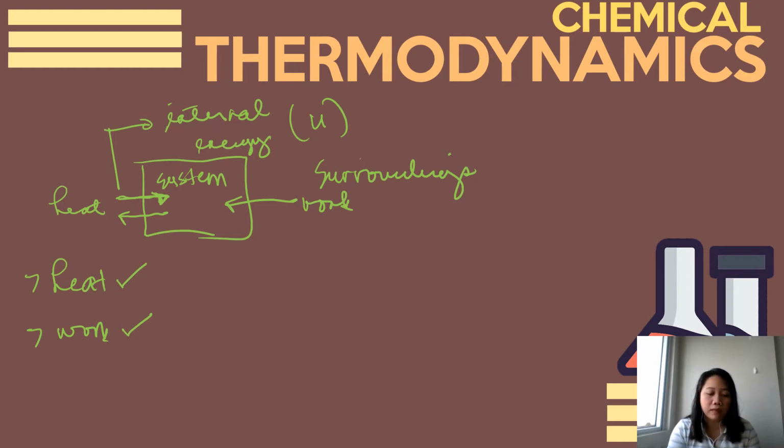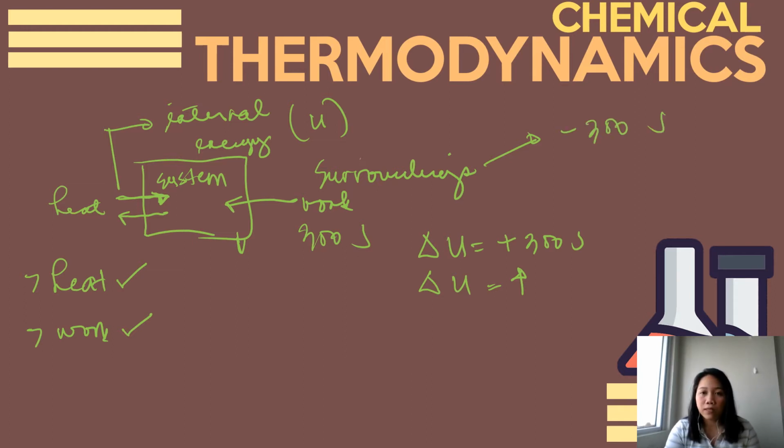Take for example that the surroundings exert a work of 300 joules on your system. That means the internal energy of your system increases. There is a positive addition of 300 joules, so your delta U increases. How about your surroundings? The surroundings, on the other hand, will lose the 300 joules. See, it's the same energy, 300 joules. The only difference is the positive and negative sign.